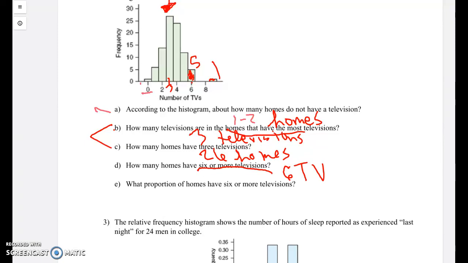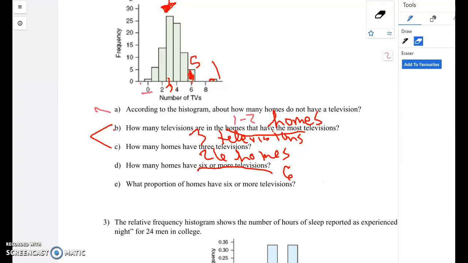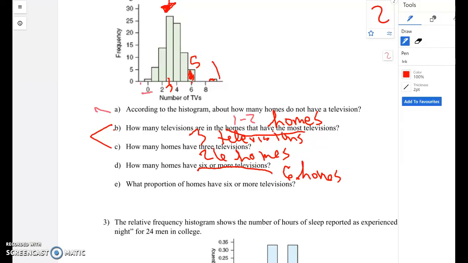Okay. Part E. What proportion of homes have 6 or more televisions? Well, I already know how many have 6 televisions. Oh, see, I messed it up again. This should not be TVs. This should be homes. I'm not going to restart this video. I'm just going to leave it as is. We already know that 6 homes have 6 or more televisions.